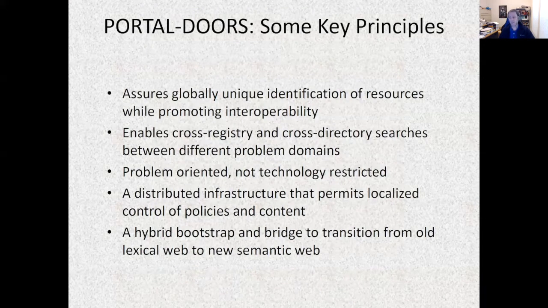Again, some of the key principles that characterize the overall Portal Doors project. We're still hoping to complete this transition from the old lexical web to a newer, more modern semantic web. And so the original design was done to serve fundamentally as a hybrid bootstrap and bridge. But we always wanted to make sure that it was distributed and that it permitted localized control of policies and content.